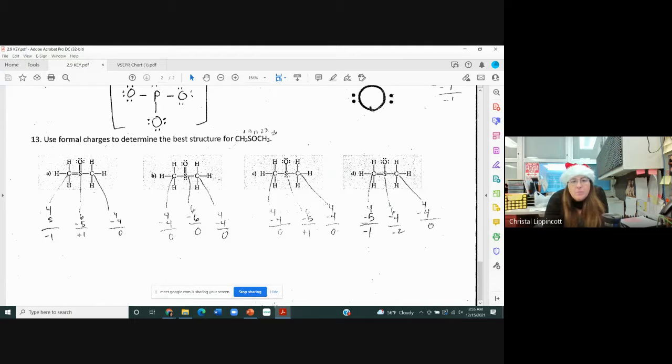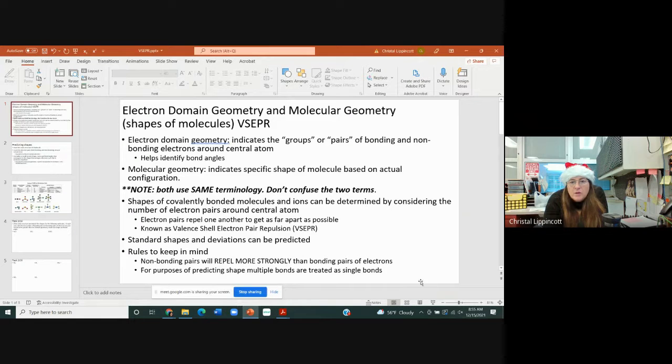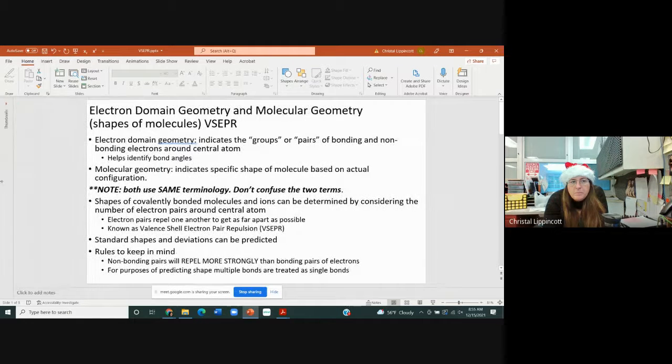All right. So what we're going to do today is we're going to turn our attention over to something called VSEPR structures. And I like the notes. I redid the notes, so sorry about that.